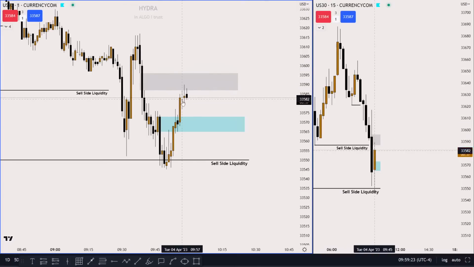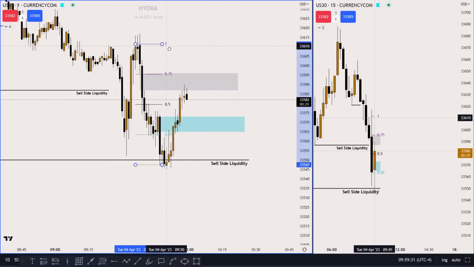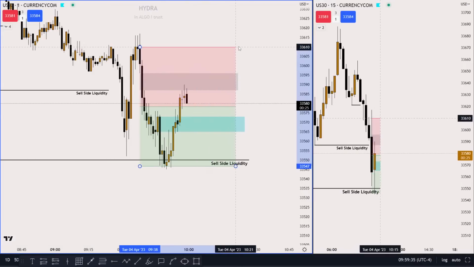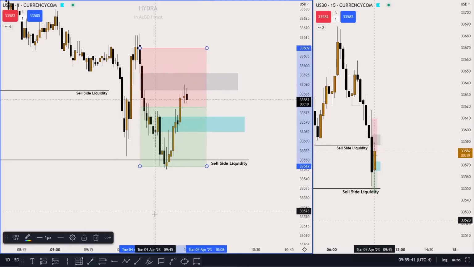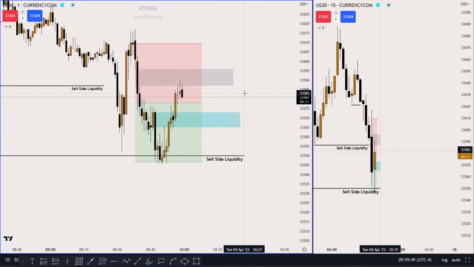Price is rejecting off this fair value gap, and it's in a premium zone, right? You don't need a fib to know that, but anyway, I'm going to do it. Price is in a premium zone, inside of a fair value gap. So I don't want to see price go up through this fair value gap. I want to see price remain heavy towards the sell side. That's what I'm looking for.